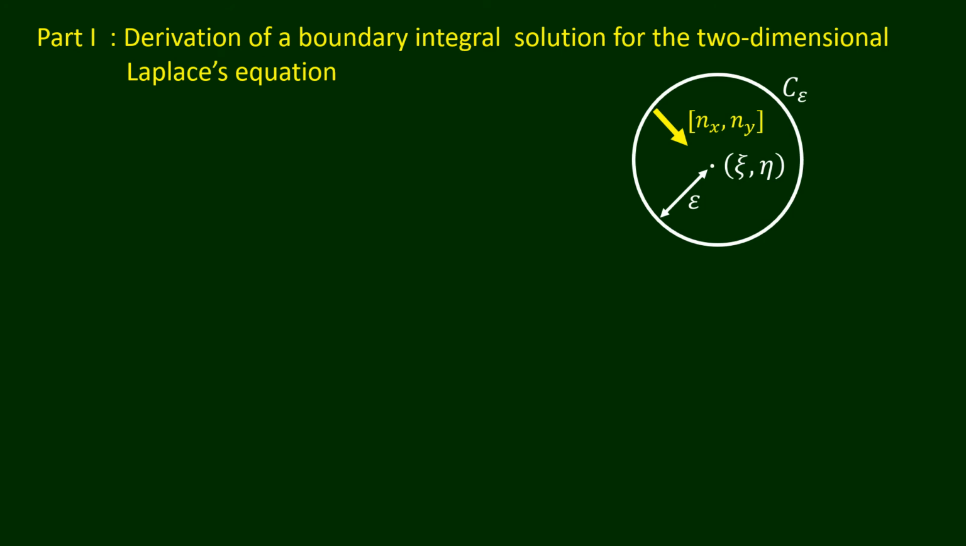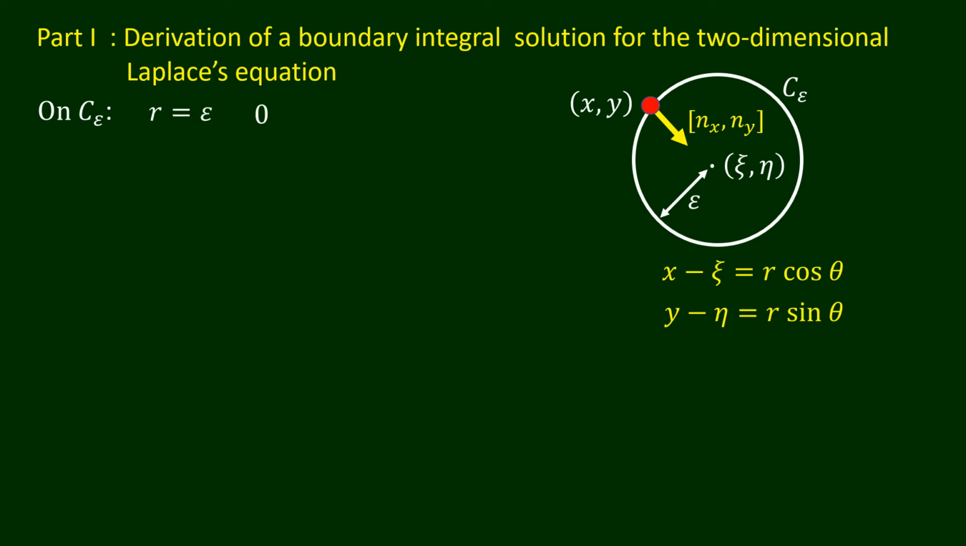Let us define the polar coordinates r and theta, centered about the point (xi, eta), which is the center of the circle C epsilon. r and theta are related to the Cartesian coordinates x and y by x minus xi equals r cos theta, and y minus eta equals r sine theta. In the polar coordinates r and theta, the circle C epsilon is defined by r equals epsilon, for theta between 0 and 2 pi. The length of an infinitesimal portion of the circle C epsilon is given by ds equals epsilon d theta.